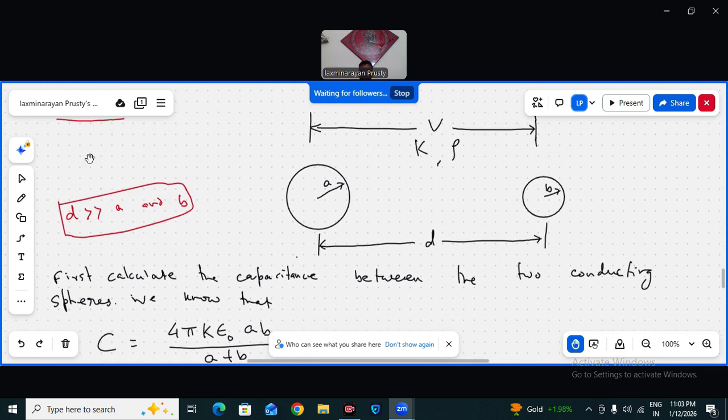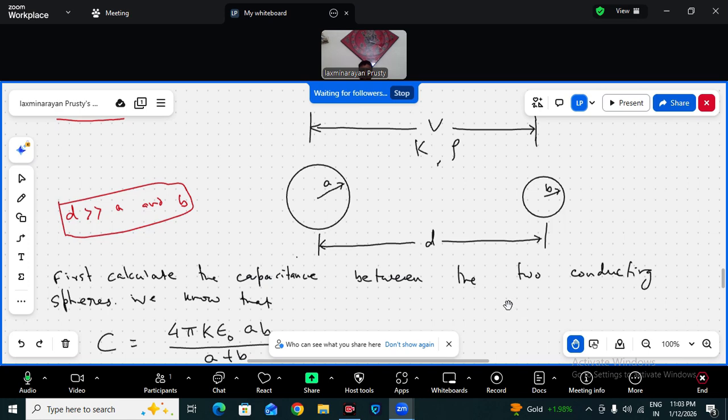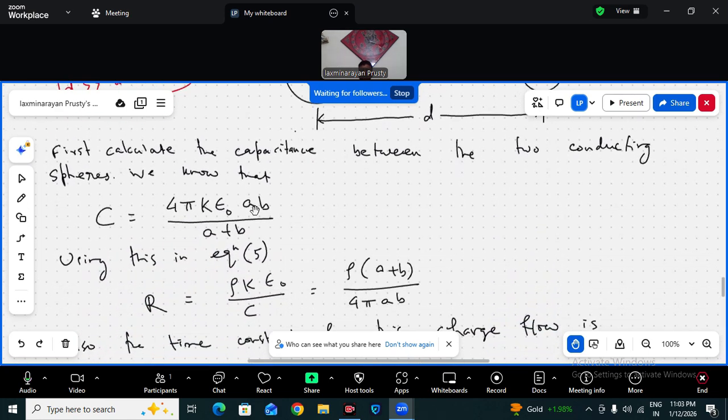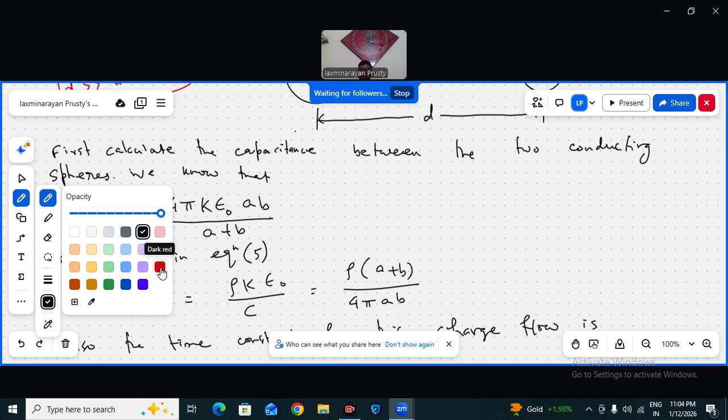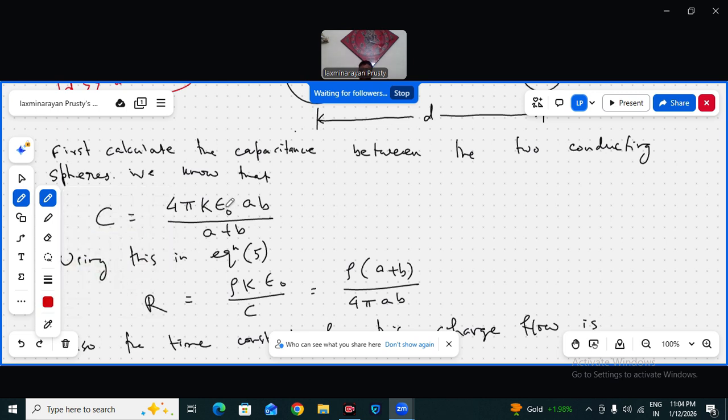If surrounded by a vast expanse of dielectric medium, then epsilon 0 will become K epsilon 0. So what is the C value? C value is 4 pi K epsilon 0 AB by A plus B. You must be knowing this. Otherwise, refresh your knowledge of what you learned about capacitors. Just refresh that. Using this in equation 5.